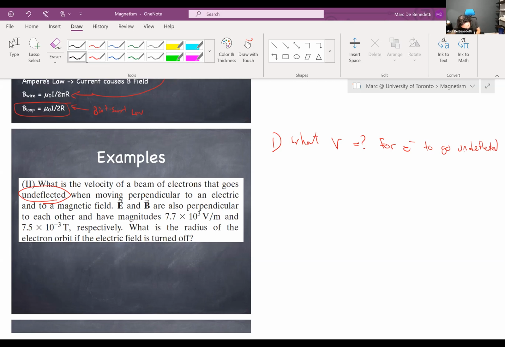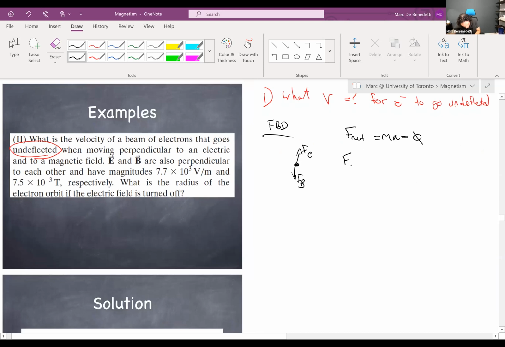So free body diagram. Our goal is to have the electric force and the magnetic force balance. So then we move on to F net equals ma, and in this case, we want the acceleration equal to 0. So we see here that this is going to be the electric force equals the magnetic force. What is the electric force in this case? Well, we have a uniform electric field. So the way you get force from electric field is simply Q times the electric field, so QE.